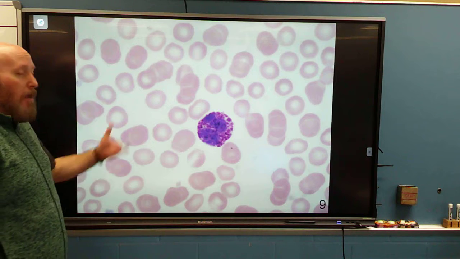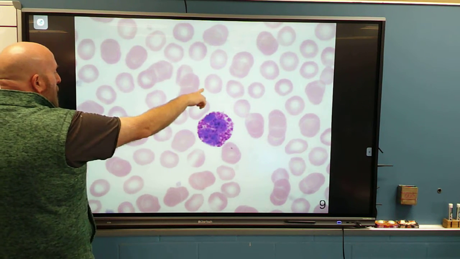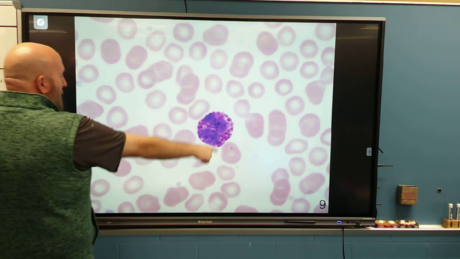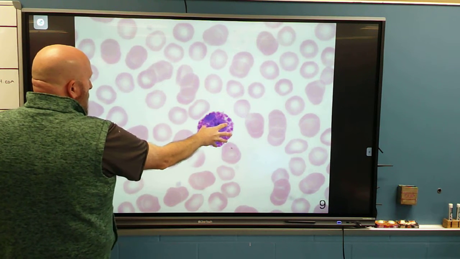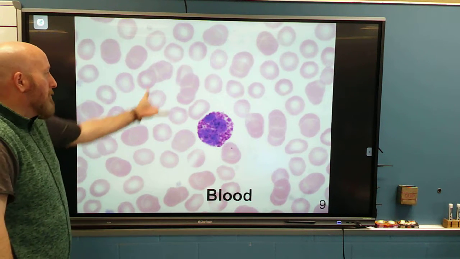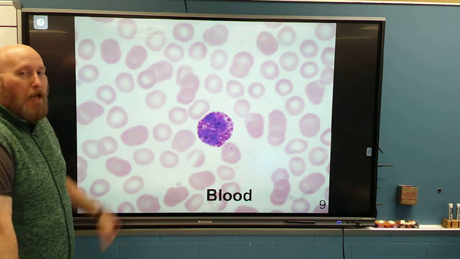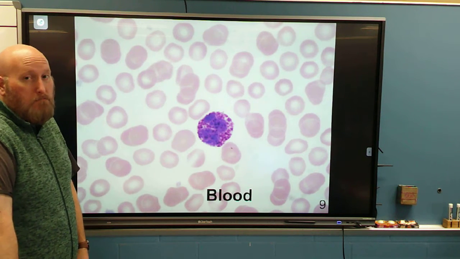Now, this right here is also pretty easy because it's just a bunch of little round, pinkish red circles. Well, occasionally you'll find one of these big blue things right here. This is blood. Okay? Blood is easy because it's little blood cells floating around. Blood is going to basically look like a bunch of little pink round circles.